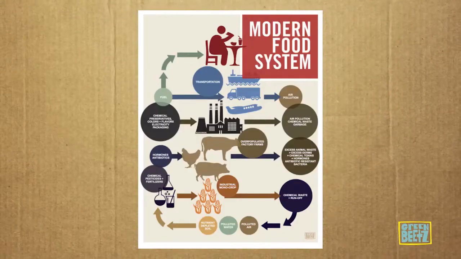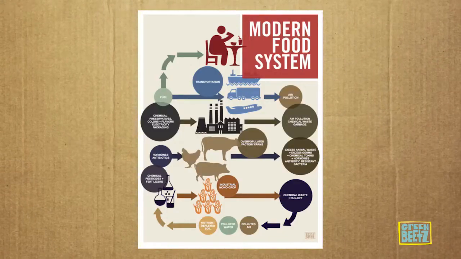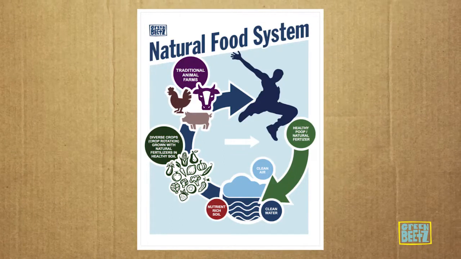This lesson, the natural food cycle, lays the groundwork for two very important concepts of the whole Green Beetz curriculum: the extent to which the modern food system is very different from our natural food cycle, as well as the environmental and health-related impacts of the modern food system.